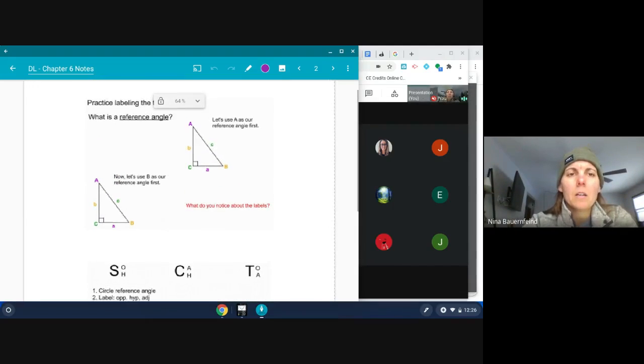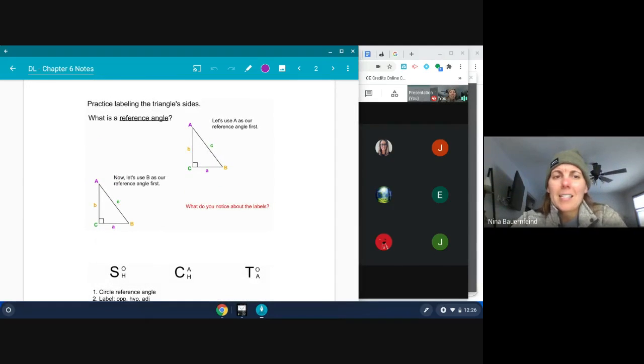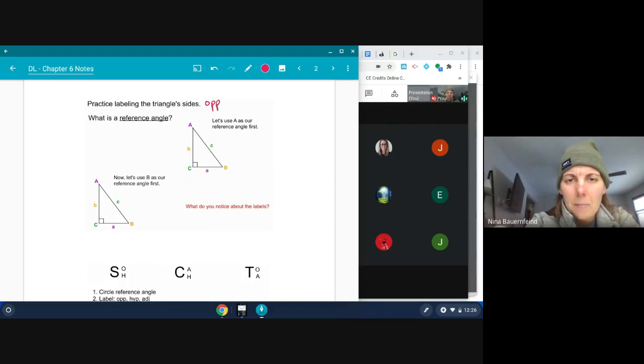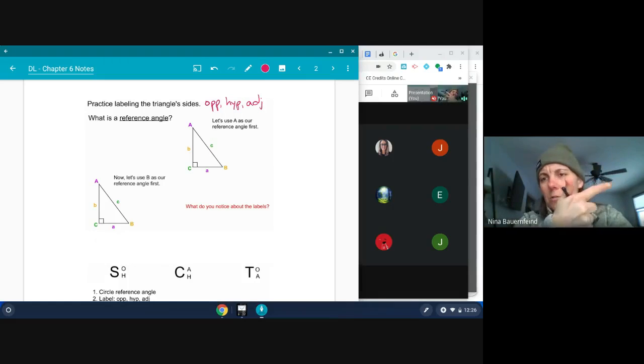Okay, so we're going to practice labeling the triangle's sides. What I mean by labeling them is the opposite, adjacent, hypotenuse. So we write OP, HYP, adjacent, ADJ. That's opposite, hypotenuse, adjacent. That's what that means. All right.